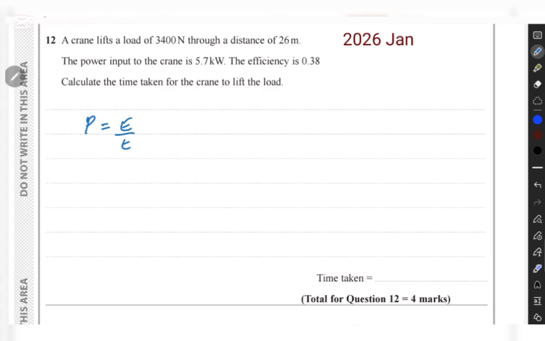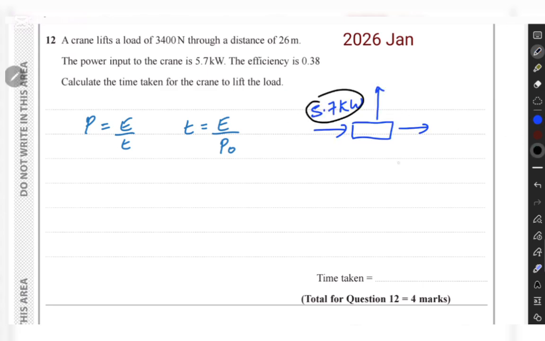So we know power is equal to energy divided by time, and then time will be energy divided by the power output, because basically the power output is what is causing the crane to be lifted. We're putting in some input power, but out of that, some of it is lost, and the rest that's left over is going to be used to lift the crane. So in this diagram, we can see that we're inputting some power. Out of that, some is getting lost and the other is remaining. And that remaining power is the reason why the crane is being lifted.